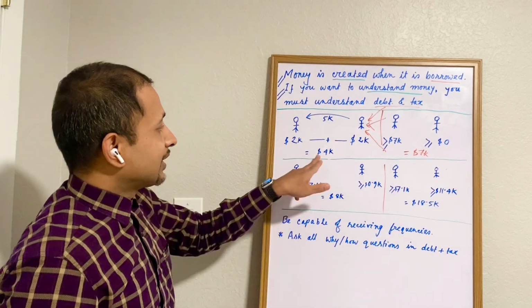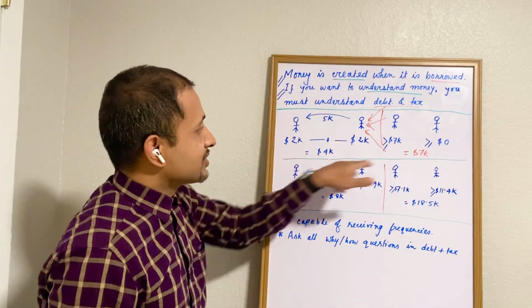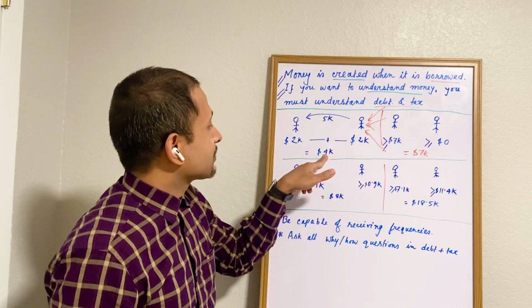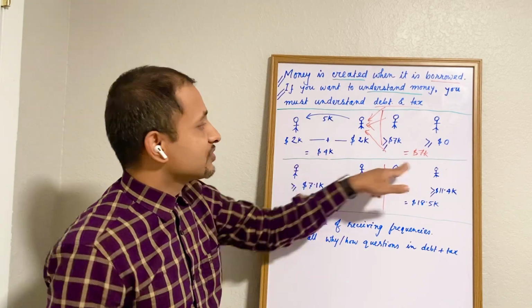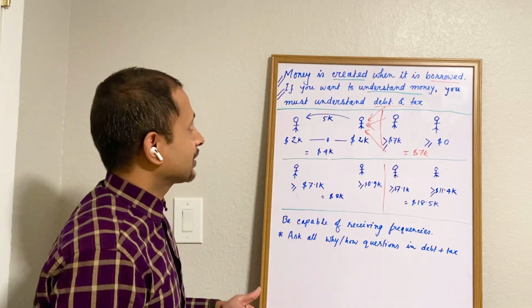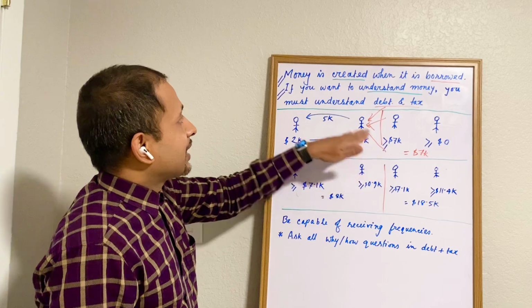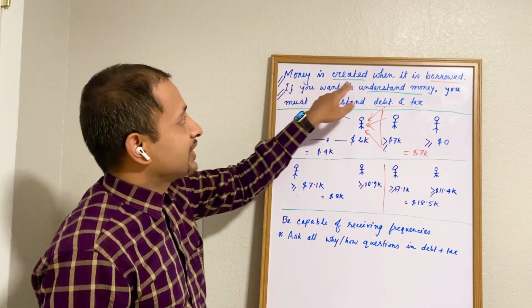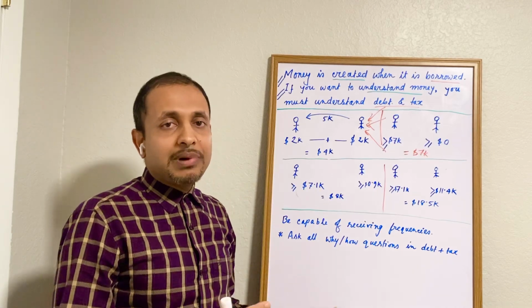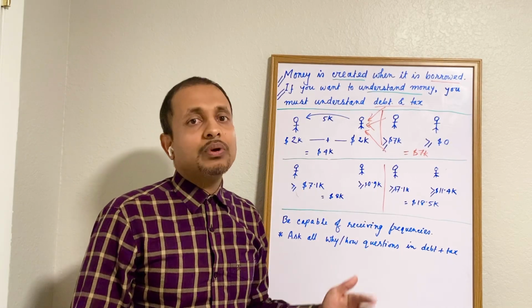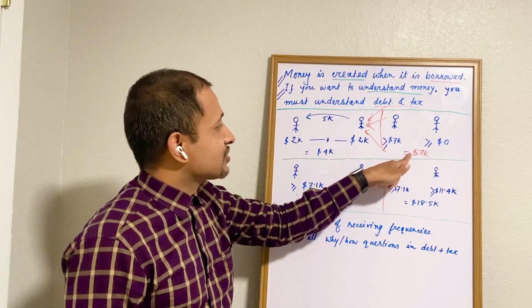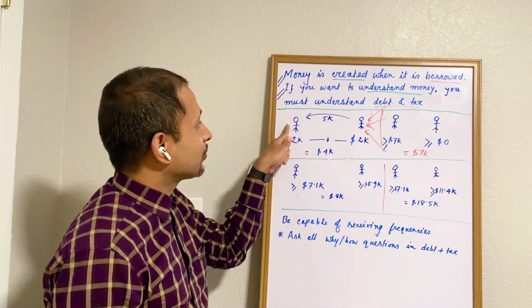See over here, all of a sudden the wealth of these two people increased from $4,000 to $7,000 just by borrowing money. Over here, I highlighted: money is created when it is borrowed. So this is one example of how money is created when it is borrowed. See, $3,000 was created when this person borrowed this money.